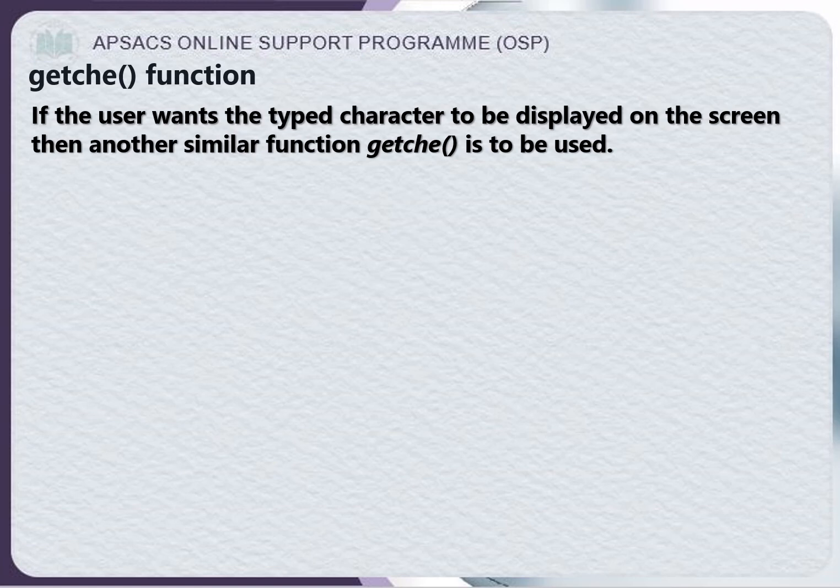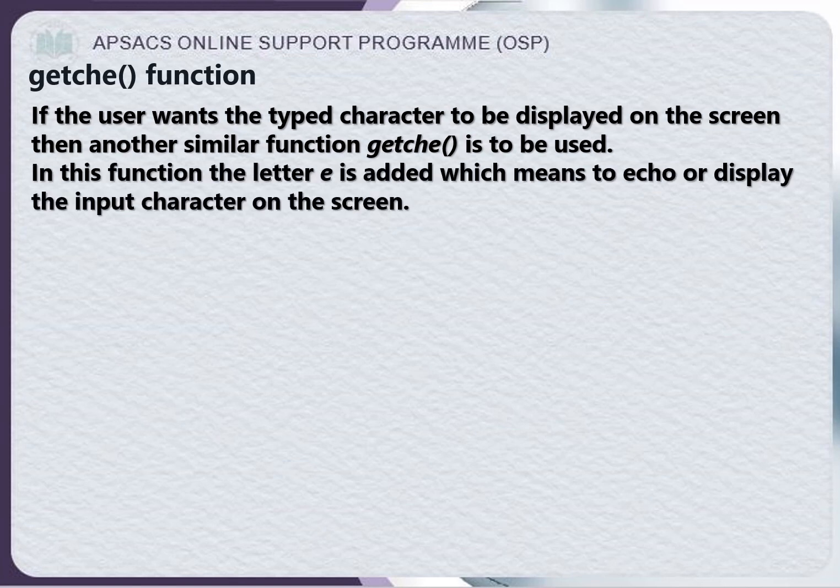Now getche function. If the user wants a typed character to be displayed on the screen, then another similar function getche is to be used. In this function, the letter e is added, which means to echo or display the input character on the screen. Now this is the syntax of using the getche function. We have declared a variable ch1 of character type. Now this is the syntax for using the getche function.